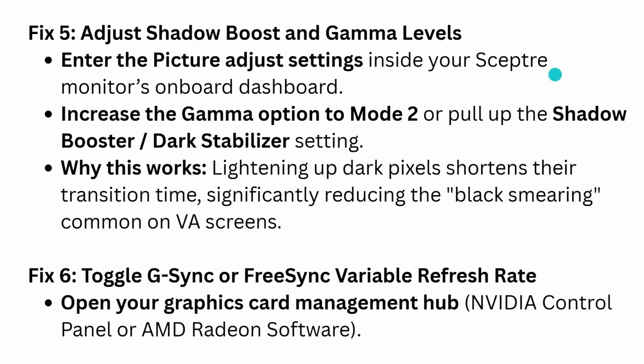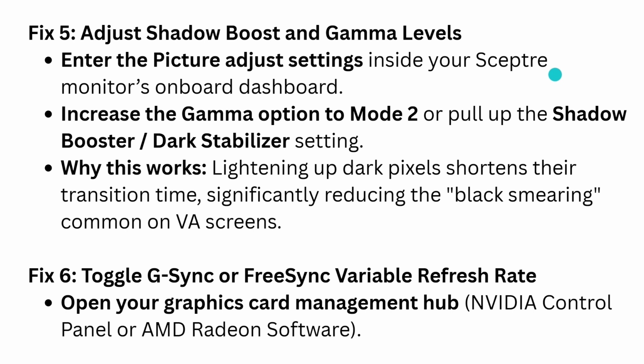Fix 5. Adjust your shadow boost and gamma levels. Enter the picture adjust settings inside your Sceptre monitor's onboard dashboard. Increase the gamma option to mode 2 or pull up the shadow booster or dark stabilizer setting. Why this works: it helps in lightening up dark pixels, shortens their transition time, and significantly reduces the black smearing common on VA screens.